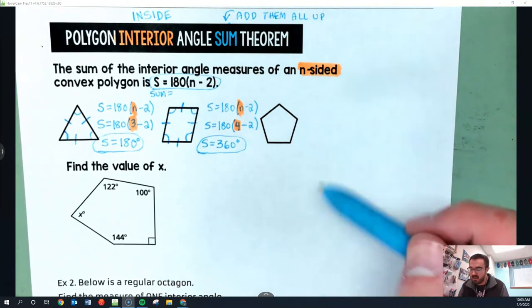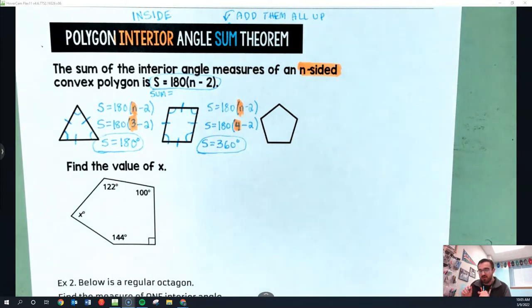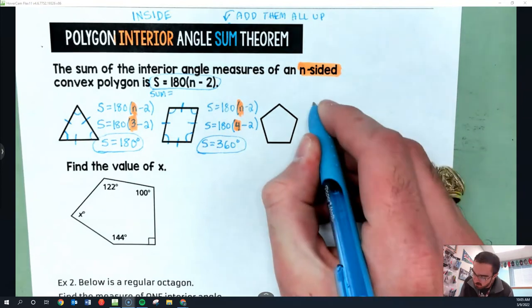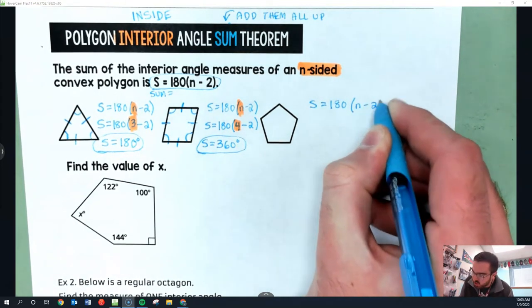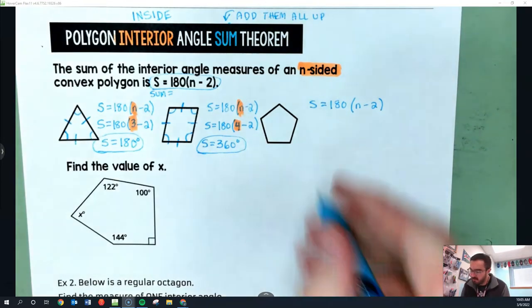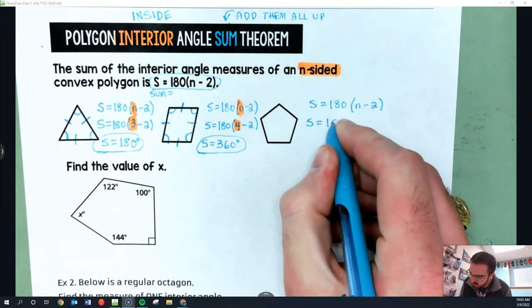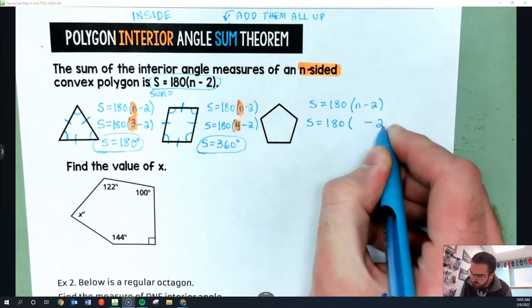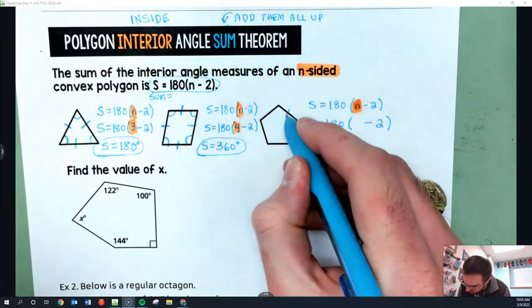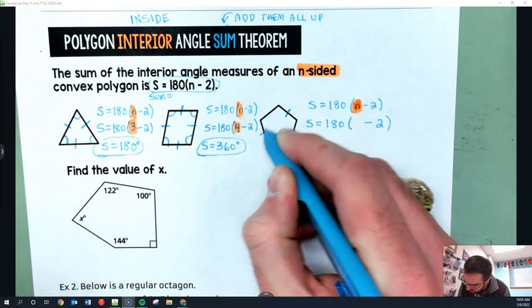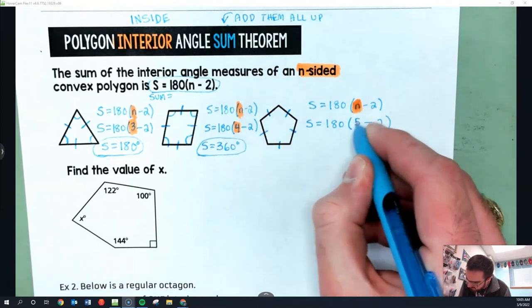This is a pentagon. I would pause the video, try to do this one on your own real quick, see if you get it right. Now try. S equals 180(n minus 2). Okay, how many sides does a pentagon have? Let's count them. You got 1, 2, 3, 4, 5. 5 sides.